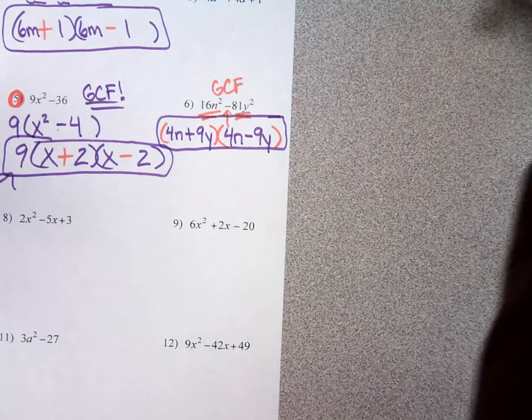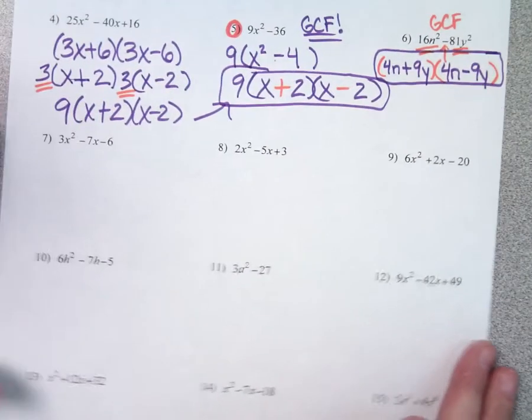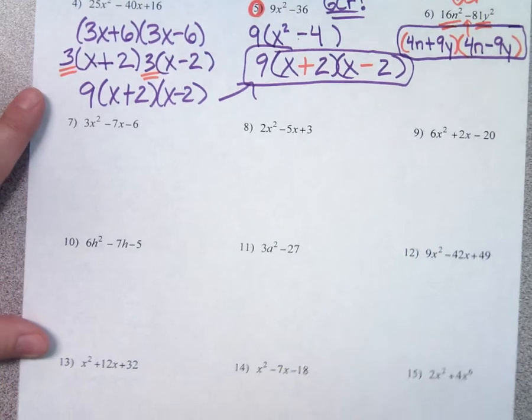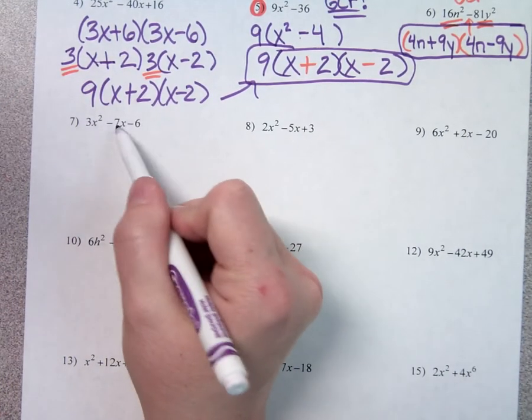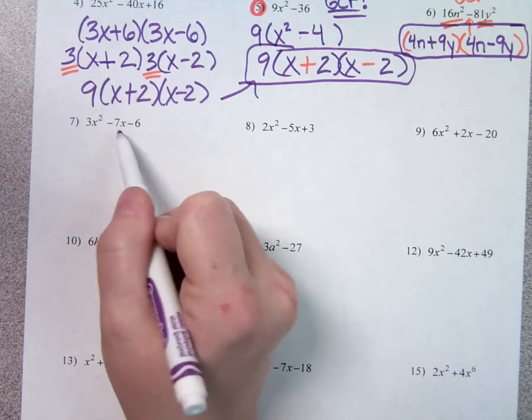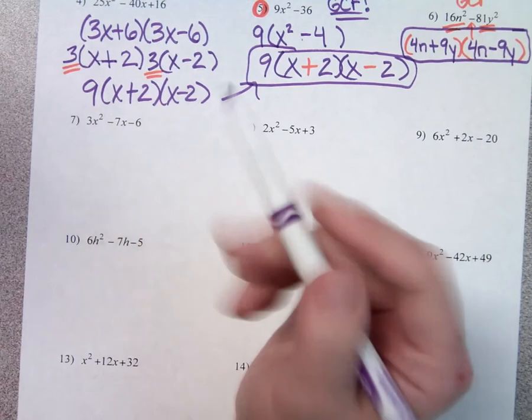Okay. Now, I'm not going to do all of these, and I'm not asking you to do all of these, but we're going to do a decent amount. Just for the evens. Looking at number 7, first thing I always look for is a GCF. Does number 7 have a GCF? No. Okay, does this one have 2 terms or 3?